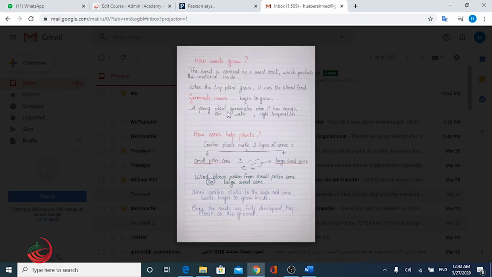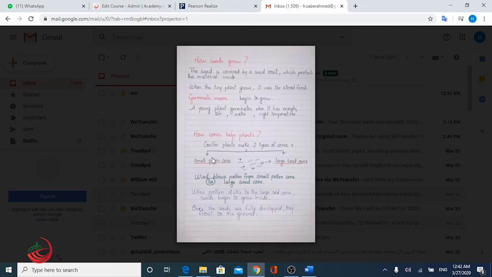The young plant, I can say young plant and also I can say seedling. Young plant or seedling. This is a new expression too, germinate. Germinate means begin to grow.